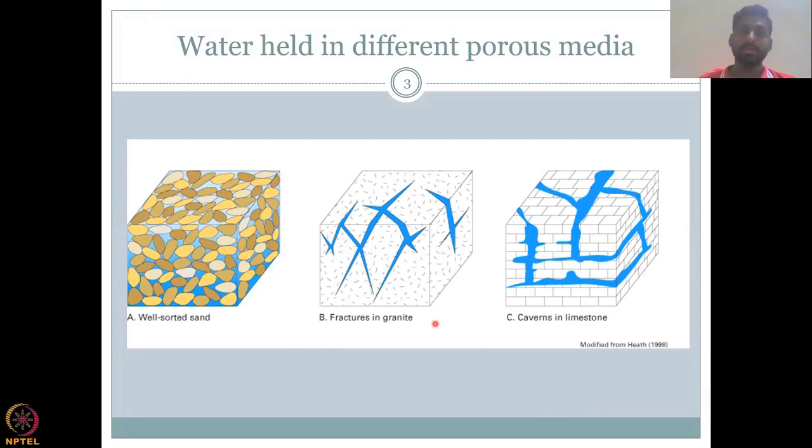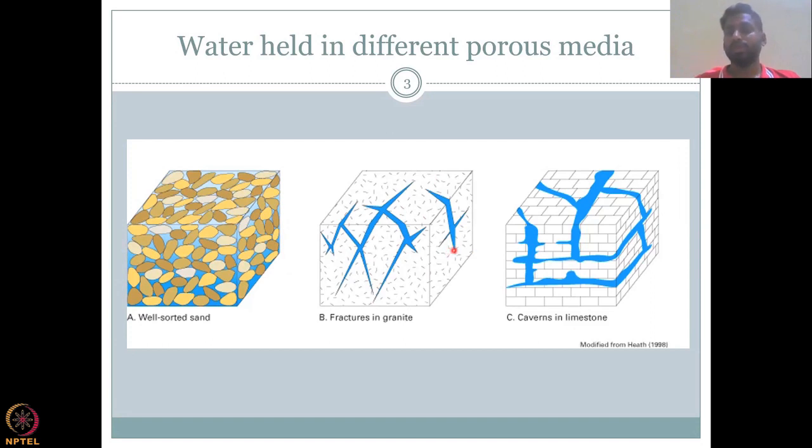You could see that some fractures are connected whereas some fractures are disconnected from each other, which means water can be pumped through one fracture and all the water levels will come down, or recharge can happen in one fracture and all the fractures would recharge. Whereas there are some fractures which are disconnected and they become a small aquifer on their own.